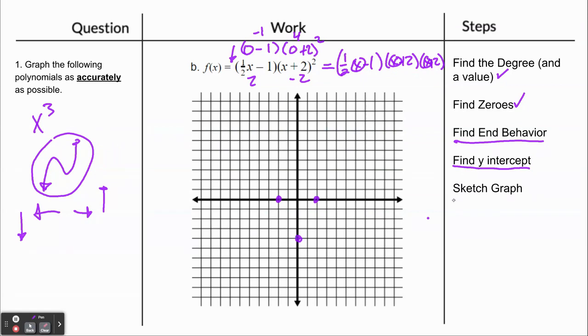So now that I have these, I can go ahead and sketch my graph. I know I'm going to start at the bottom left and start going uphill towards my first point here at negative 2. And remember, since that part here is squared in our function, it's going to bounce off. It is going to go through our y-intercept of negative 4. And then our other point is going to go through because it's not squared. So there's our general sketch of this graph.